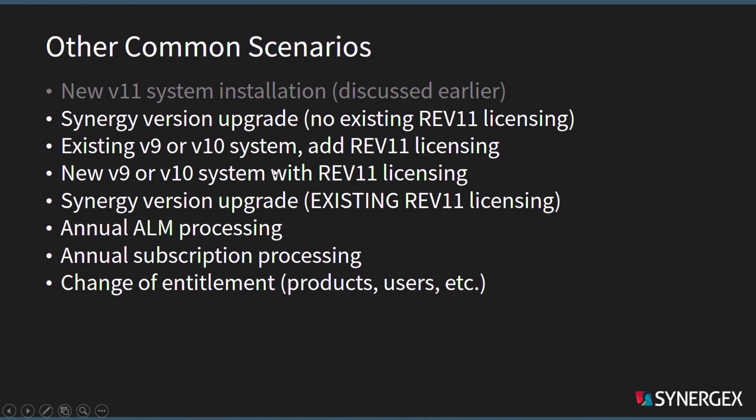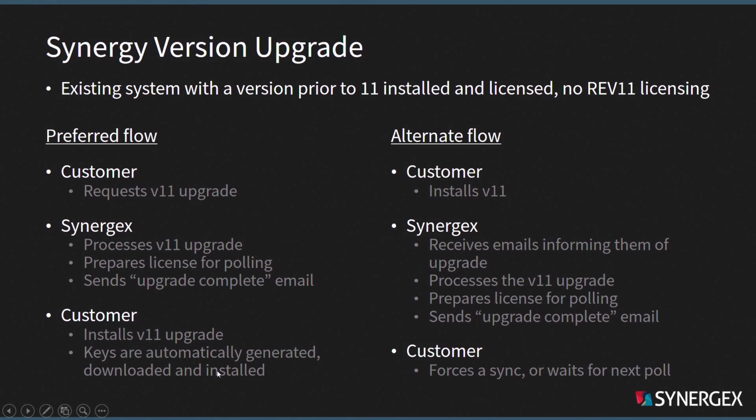So here are a few common scenarios to run through, just to show you how things would work. If you're doing a Synergy version upgrade, this will be fairly typical. A lot of you have existing systems with version 9 or version 10 that are fully installed and licensed, but there's no Rev11 licensing on those systems. So you've got the current licensing and current versions, and you want to upgrade to version 11.